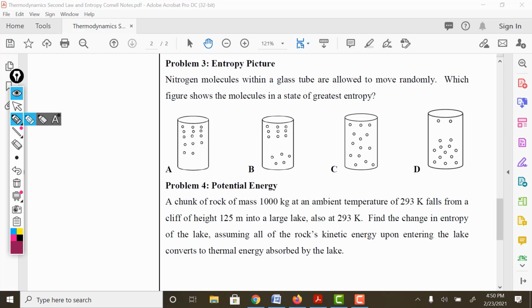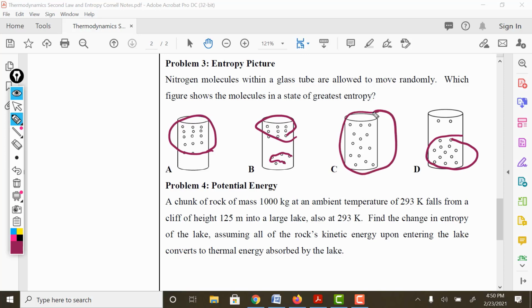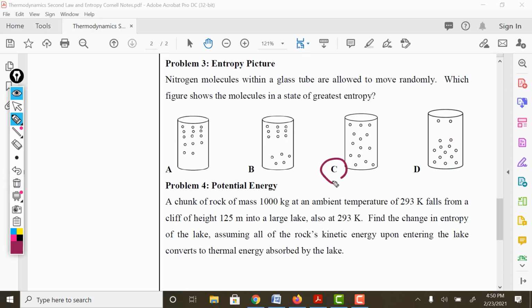Okay, here are 4 pictures. You'll notice that this one has a pattern where most of them are up here. This one has some pattern up here, and some spread around here. This one has mostly down here, but this one doesn't have a pattern at all. It's spread out everywhere. Okay, so C is the one that has the most entropy out of all of them. All of them have to a certain extent entropy, but C has the most because it's not as predictable.